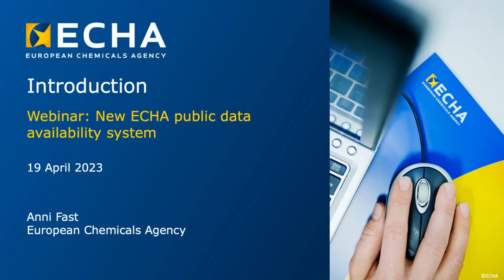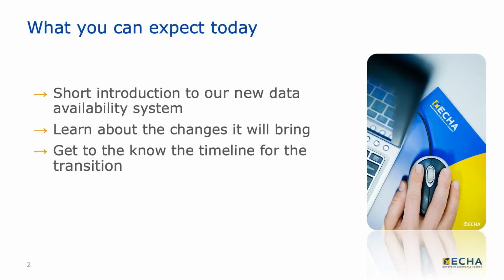My name is Anni Fast, and I work in the team dealing with dissemination and data availability here at the European Chemicals Agency. Today, me and my colleagues have the pleasure of giving you the first glimpse into the new data availability system we are building and which will gradually replace our current chemicals database. During this session, you will hear about our plans and learn about the first changes and timelines for the gradual implementation. This is the first webinar on this topic, and the meaning is to give you a general overview and a pre-notice before we apply any changes. We will have further, more detailed sessions during the year.